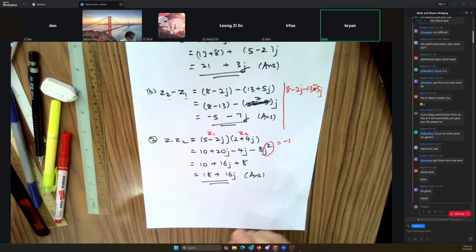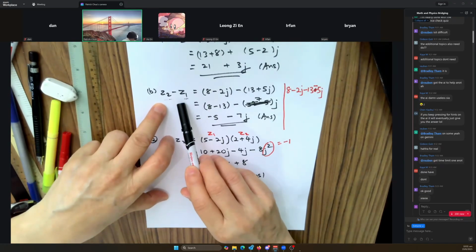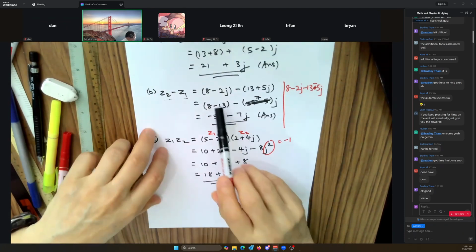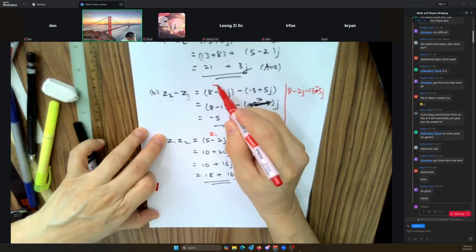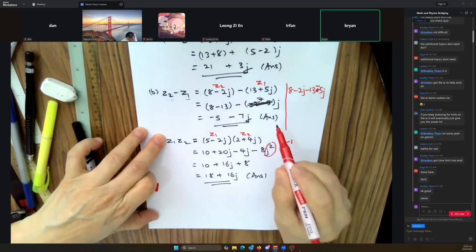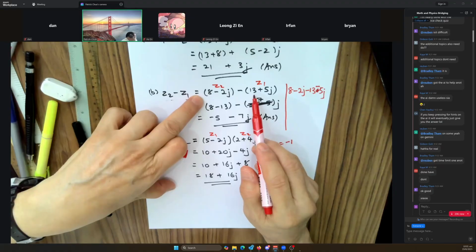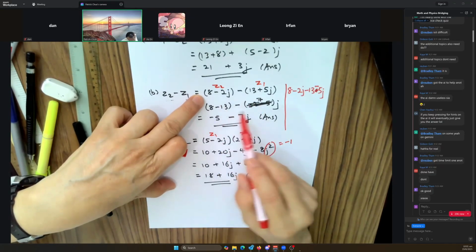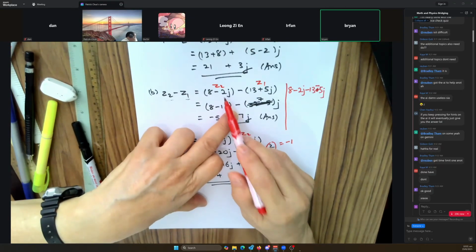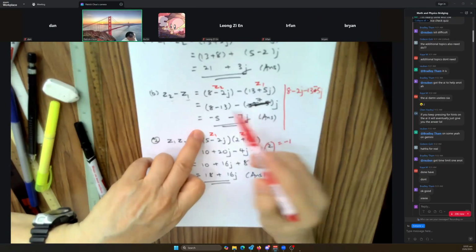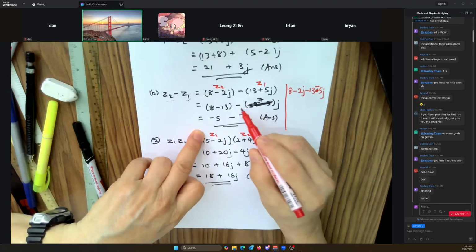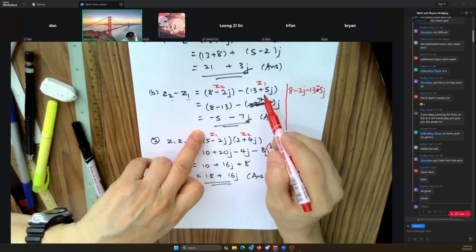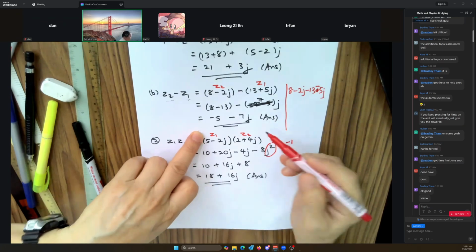Professor, the second line, why is there a minus between the two brackets? Shouldn't it be a plus? Z2 minus Z1. Okay, because this is Z2. After you expand in the second line, shouldn't it be a plus? 8 minus 13, you bring together. It's the same thing, so I put minus 2. You can put minus 7j, like minus 2j minus 5j. You can forget about this bracket.